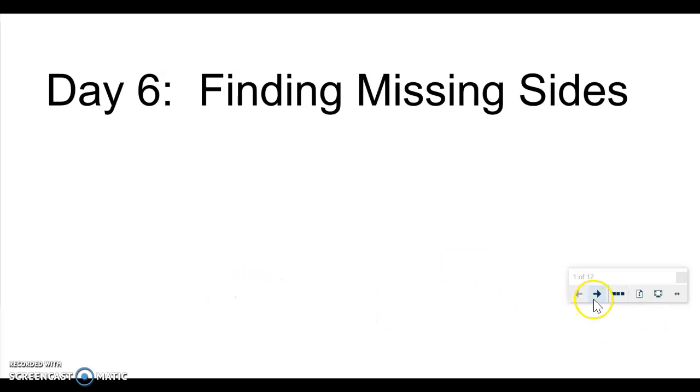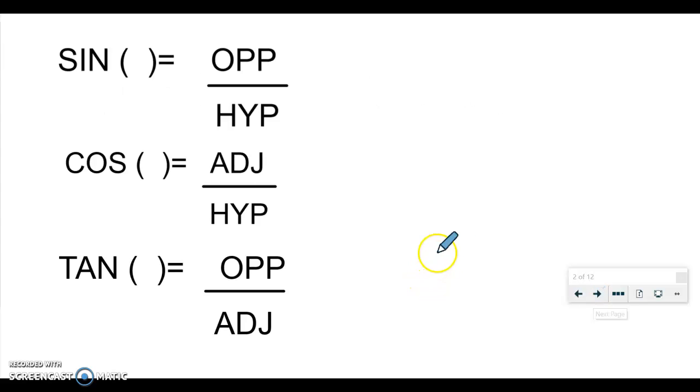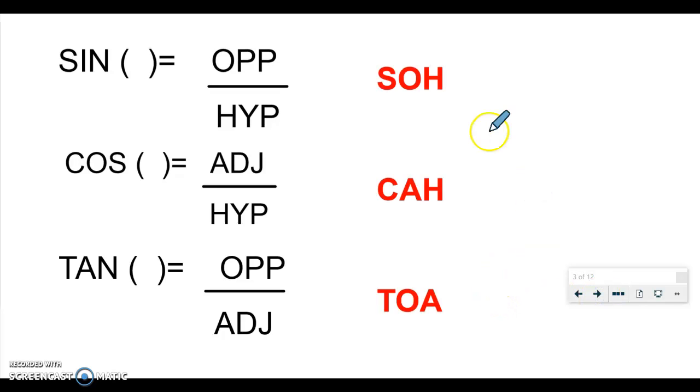So I want to do just a quick review of the 3 trig ratios we talked about last week. We talked about sine being opposite over hypotenuse, cosine being adjacent over hypotenuse, and tan being opposite over adjacent. The little saying that I use to really remember it is SOHCAHTOA. Sine is opposite over hypotenuse. Cosine is adjacent over hypotenuse, and tangent is opposite over adjacent.